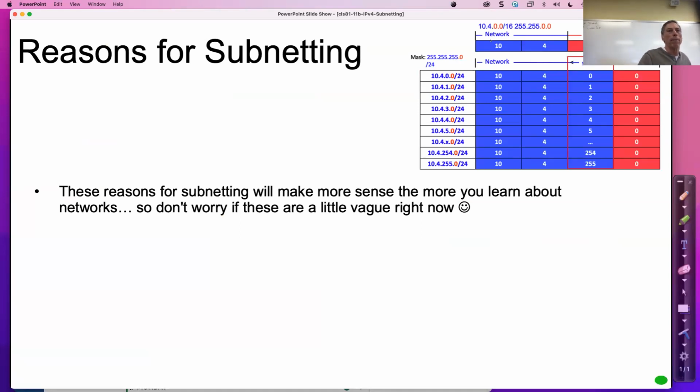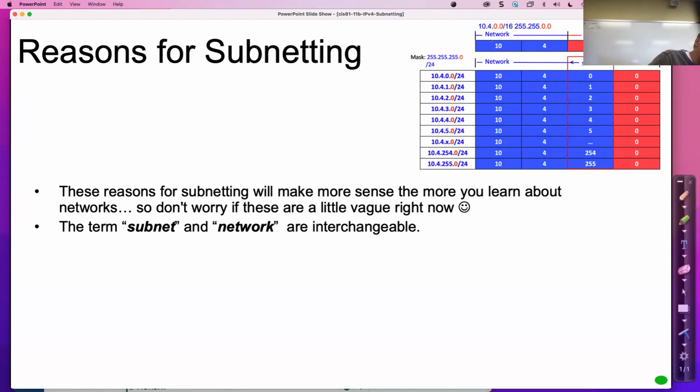So why do we subnet? Okay, so first of all, the terms subnet and network are interchangeable. Really, every network is a subnet of some larger network. Okay, maybe not if you internally use a private address and never subnet it, but public addresses, yes.